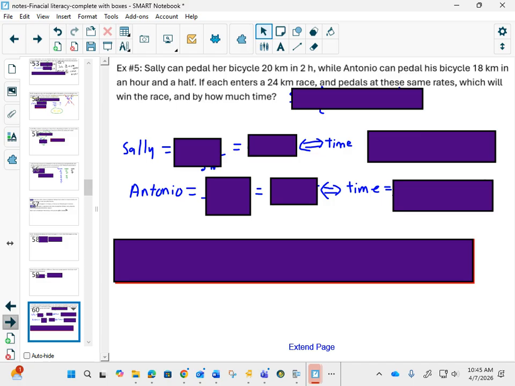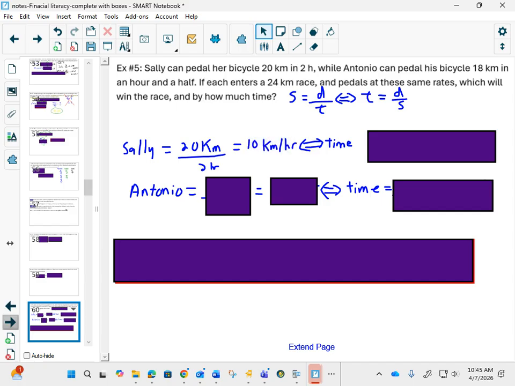20 kilometers, 2 hours. So does it make sense that Sally is going 10 kilometers an hour? It will take her 2.4 hours. What do we got? Speed is distance over time. You can switch the time and the speed here, and you get time is distance over speed. So for Sally, 20 kilometers in 2 hours means that she is traveling 10 kilometers per hour.